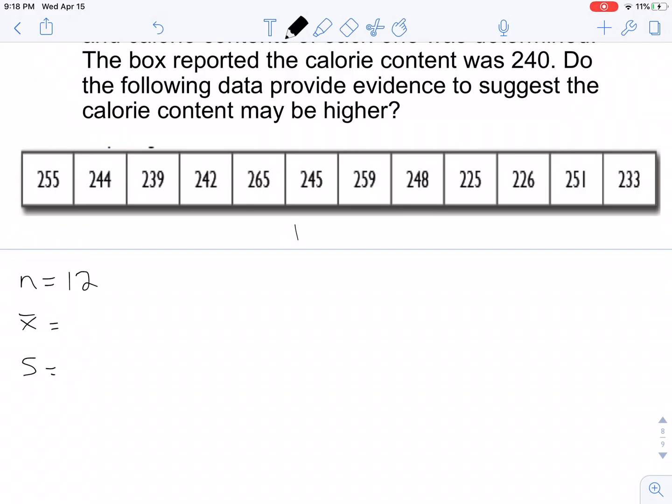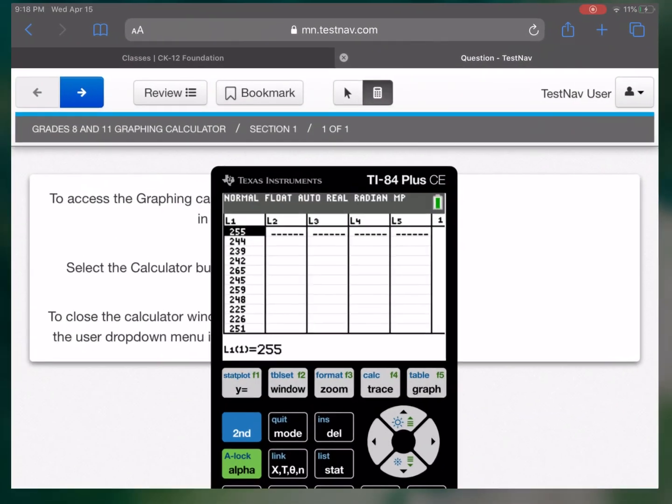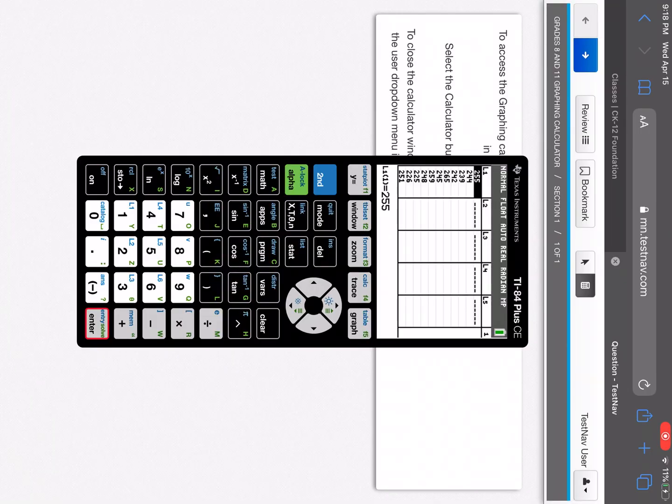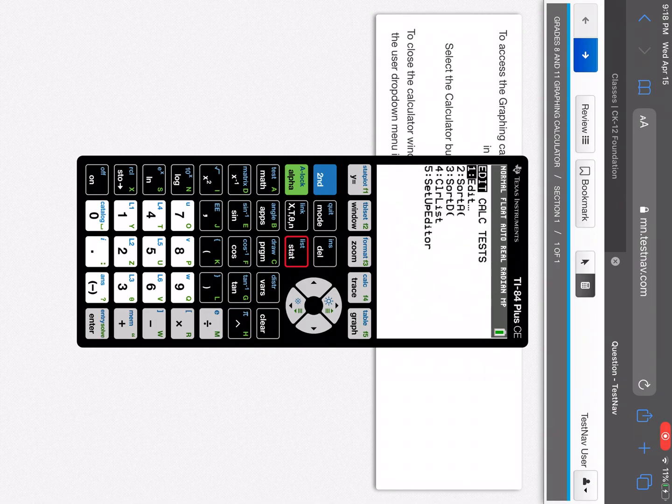So I'm going to go ahead and put these into a list on my calculator. And I have this already here. So notice they're in my L1. So now I'm just going to do 1-Var Stats. So stat calc 1-Var Stats L1 and calculate. So I'm going to use my x bar value and my s value. So x bar is 244.333, s is 12.383. So again, make sure you're using s from this screen and not sigma.